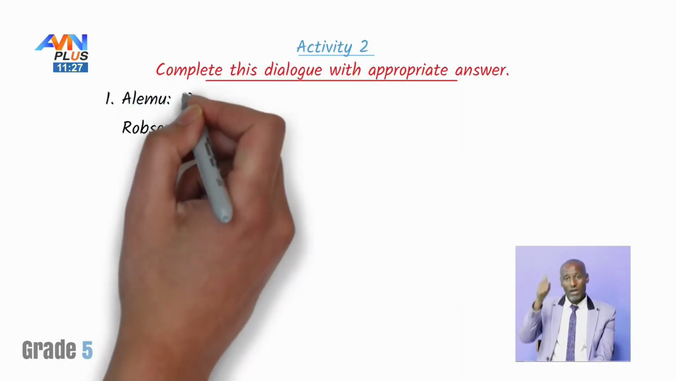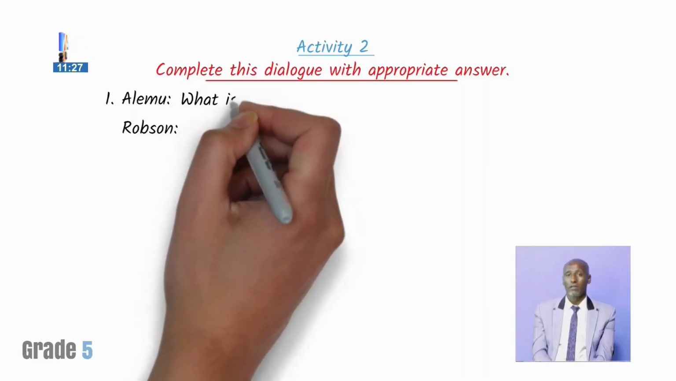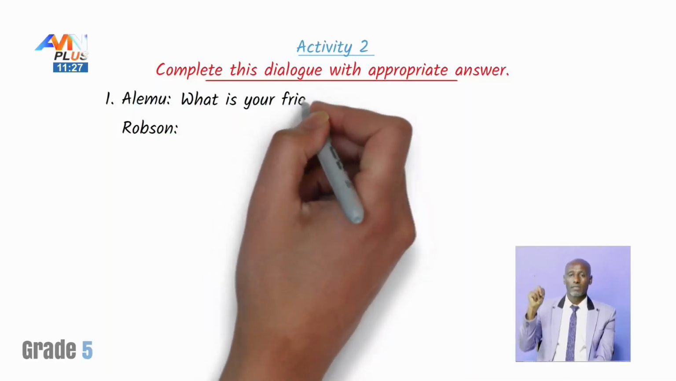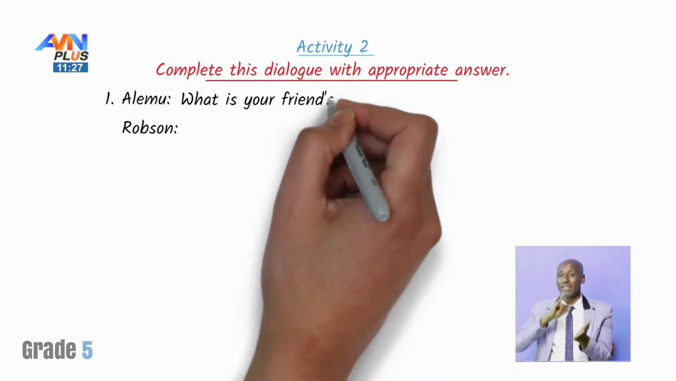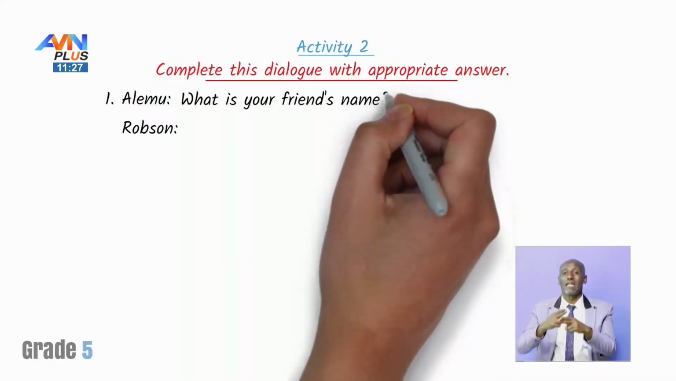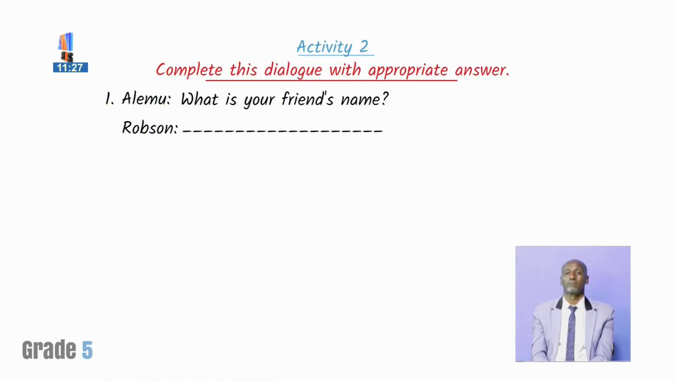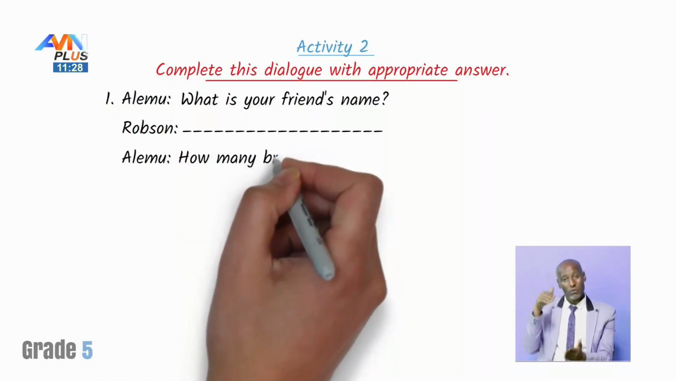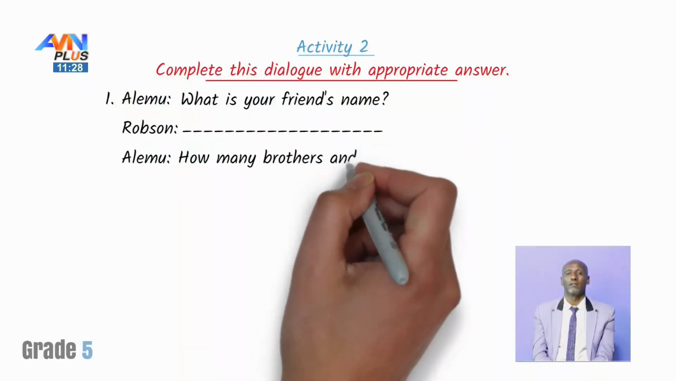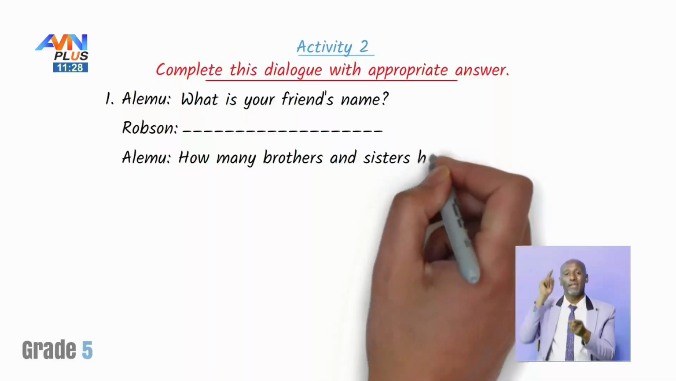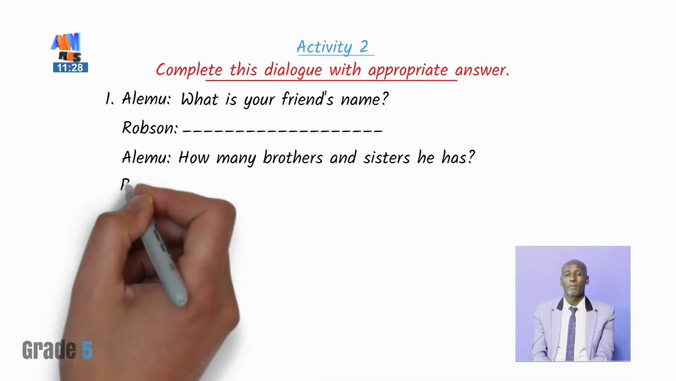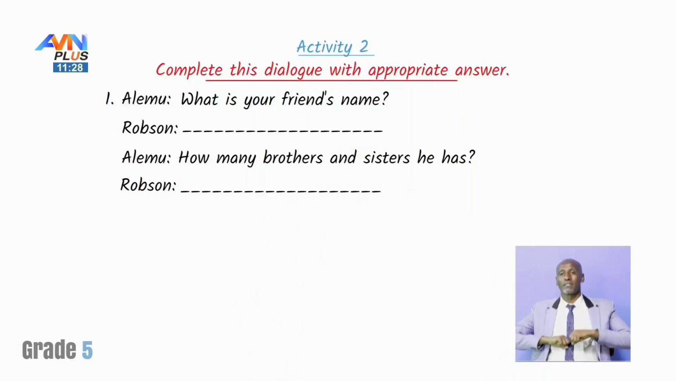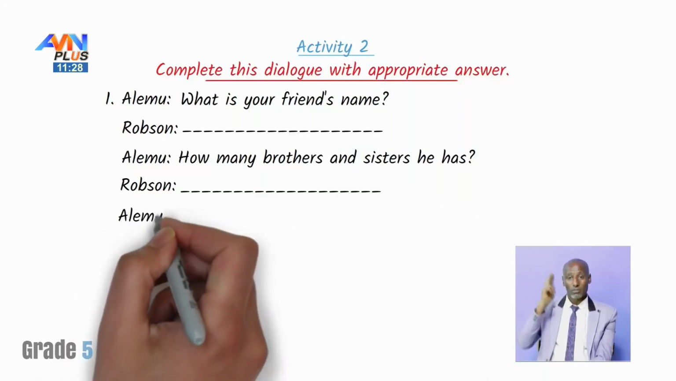Let's say Mr. Alamu and Mr. Robson are just talking together. Mr. Alamu said, "What is your friend's name?" What could Robson say? Alamu said again, "How many brothers and sisters does he have?" Robson said blank.